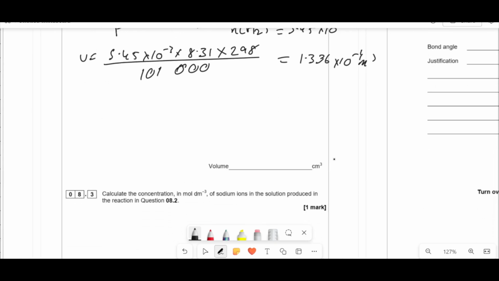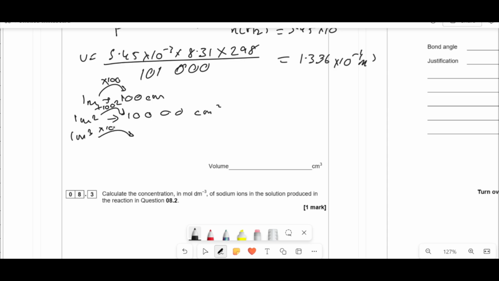Now, the question wants it in centimeters cubed. So 1 meter is 100 centimeters. 1 meter squared is going to be, so what you've done to get from here to here is you've times by 100. So here to here, you're going to times by 100 squared. So that's going to be 100 with 2 more zeros, centimeters squared. So 1 meter cubed is going to be, well, you're going to times it by 100 cubed. It's going to be 1 with 6 zeros, centimeters cubed.